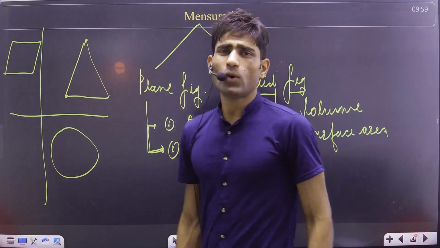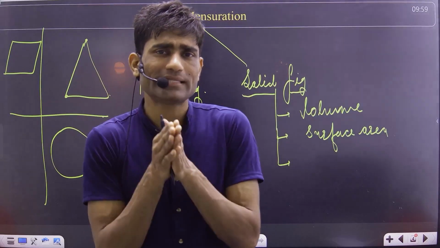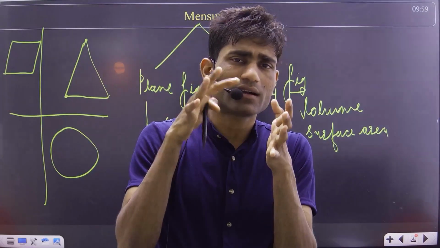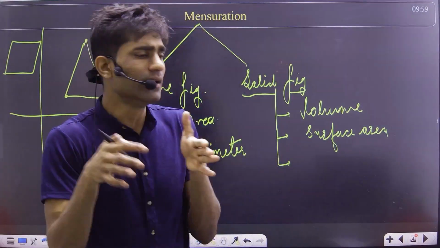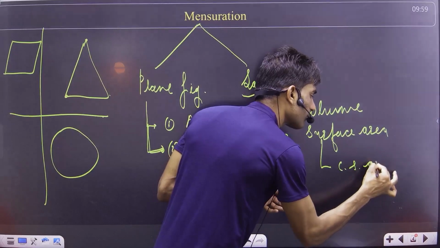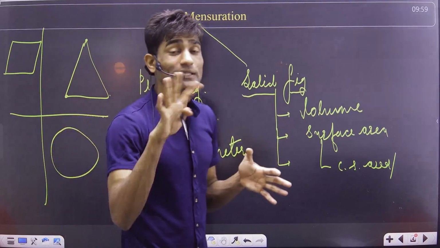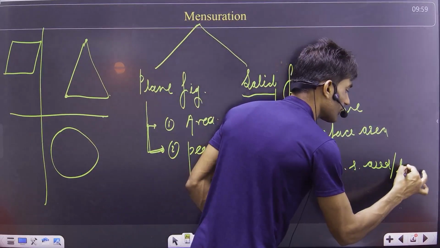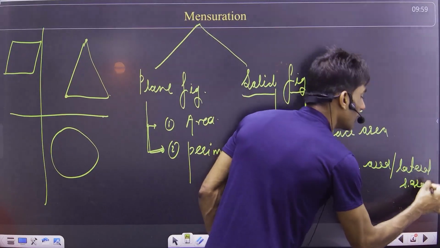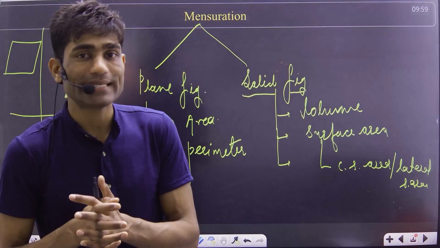okay. So surface area, it is not that a solid figure has only one surface area. That surface area is majorly divided into curved surface, lateral surface, total surface, okay. Now under surface area we have the curved surface area, which we also call the lateral surface area, okay.